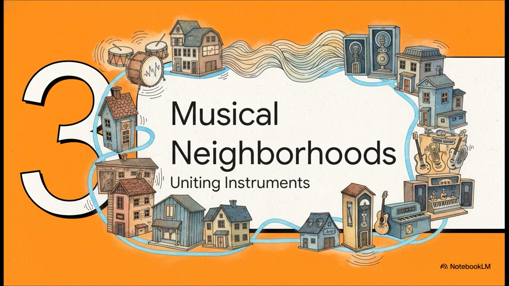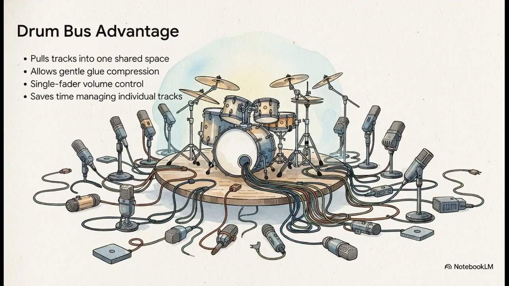Moving on to Section 3, building your musical neighborhoods, uniting drums, vocals, and instruments. Drums are pretty much the perfect place to start translating all this into real-world practice. Think about it. A real drum kit is played by one person sitting in one room. But in a digital session, that can easily turn into 15 completely scattered microphones. This is where the drum bus advantage is just massive. By routing all of those disparate mics into one shared space, you can apply some gentle glue compression so the kit actually feels like it grooves together. Plus, when that huge chorus hits and the drums just need to be a tiny bit louder, you just nudge one single fader instead of frantically chasing down 15 separate tracks. It's a huge time saver.